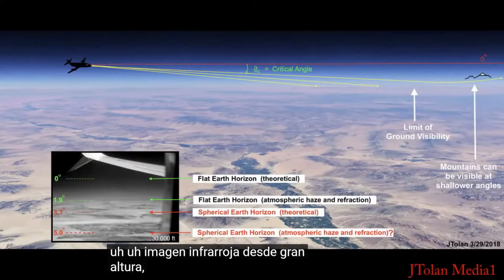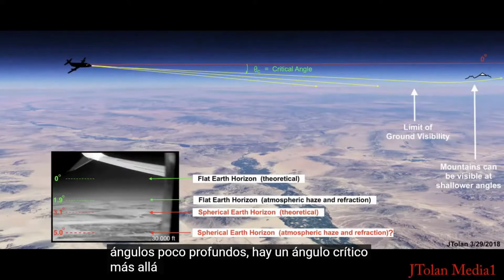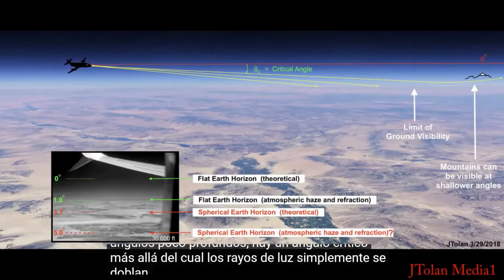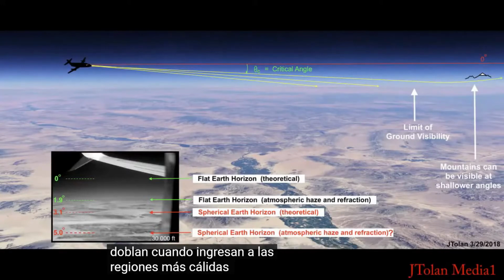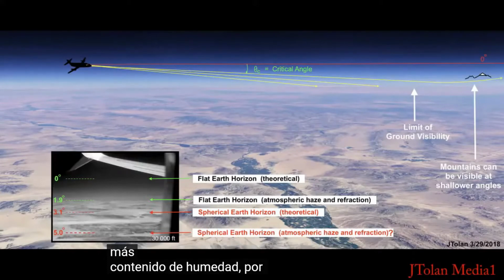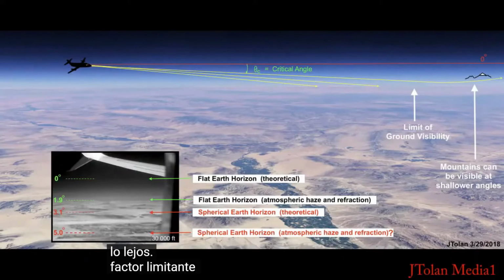imaging from high altitude. The atmosphere prevents seeing at shallow angles. There's a critical angle beyond which the light rays just bend as they enter the warmer regions of the atmosphere with more moisture content. So we cannot see way in the distance. There is a limiting factor.